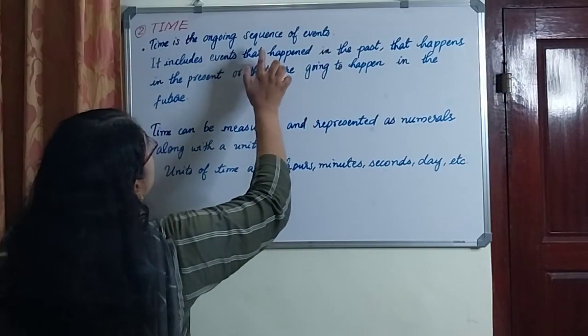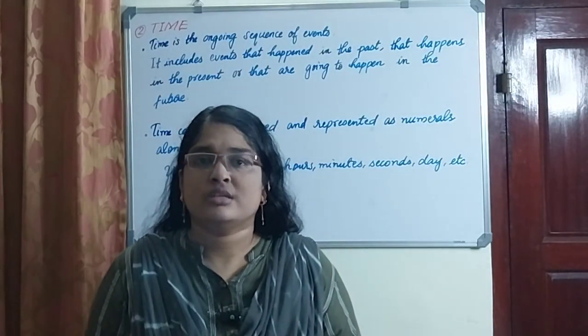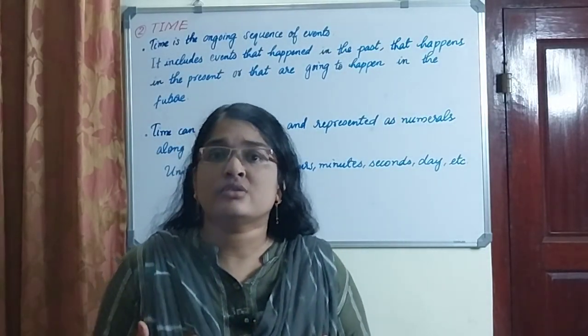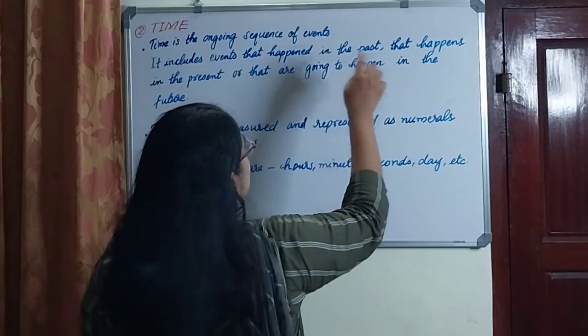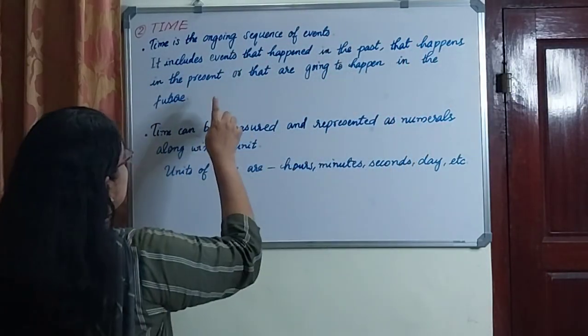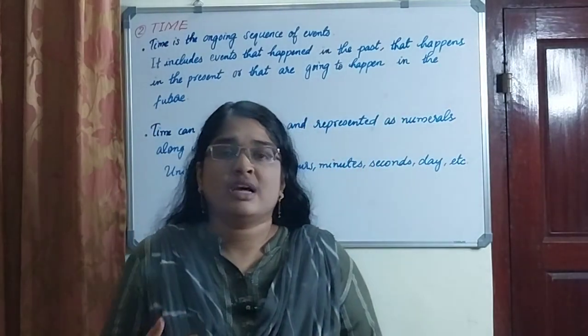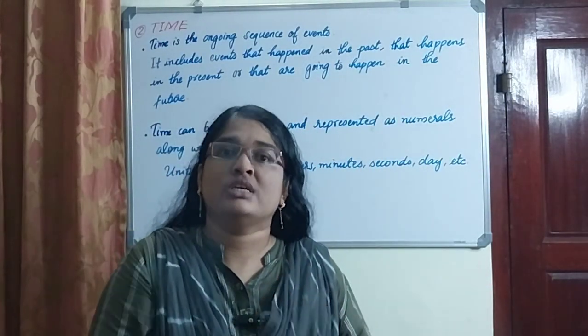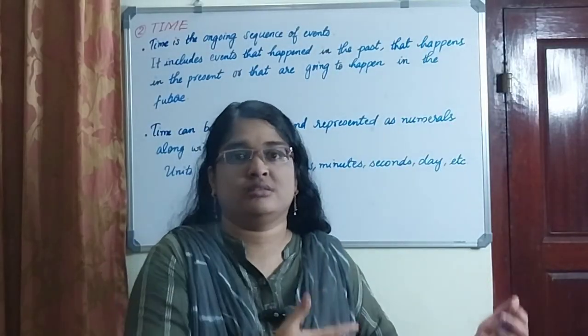The next topic is time. Let's see the definition of time. Time is the ongoing sequence of events. A certain number of events will be taking place in a particular order. This sequence of events is called time. It includes events that happened in the past, that happen in the present, or that are going to happen in the future.